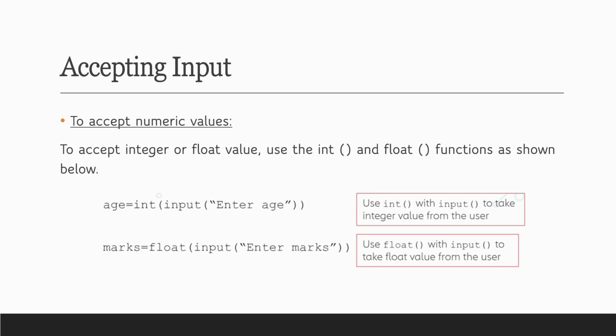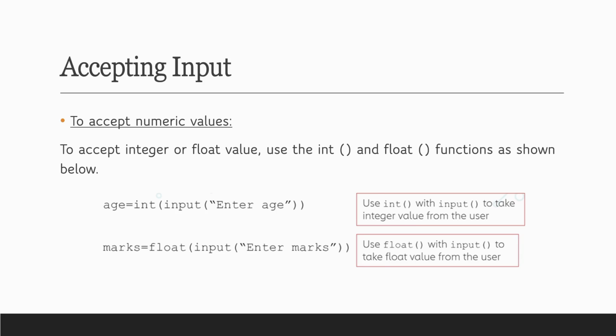In the first example, the code accepts an integer value from the user. So age equal to int, then input, enter age. The input function prompts the user to enter a value. The int function is used to convert the user input into an integer. This is helpful when you need to work with whole numbers like age and want to ensure that the value is treated as an integer.